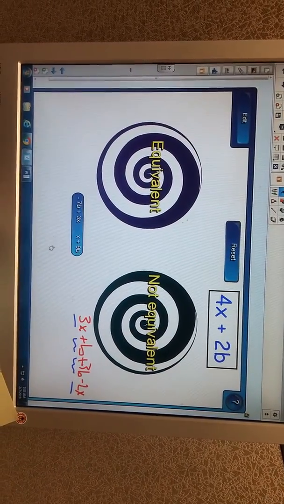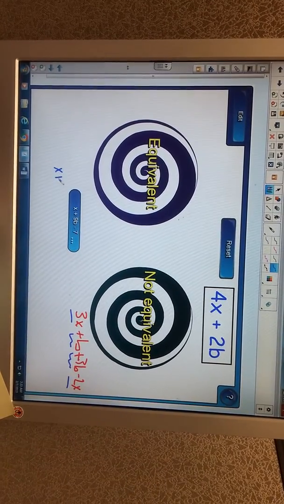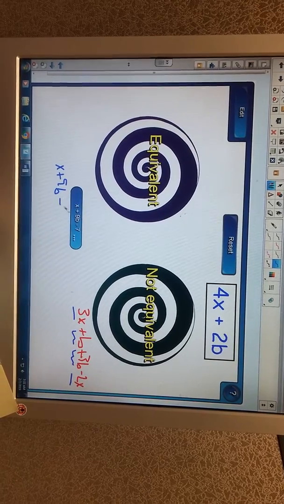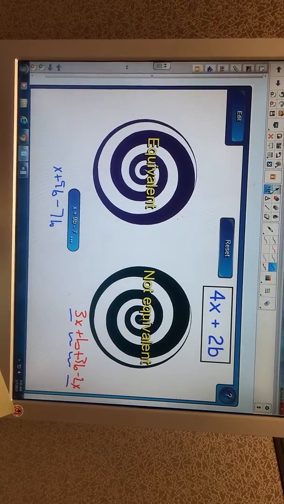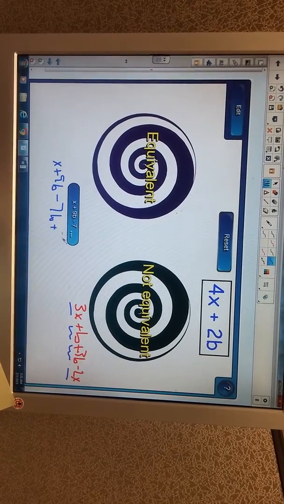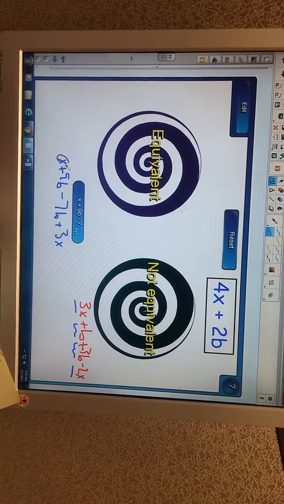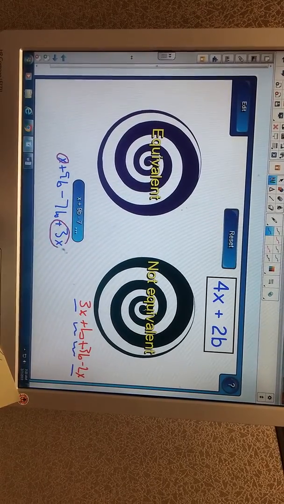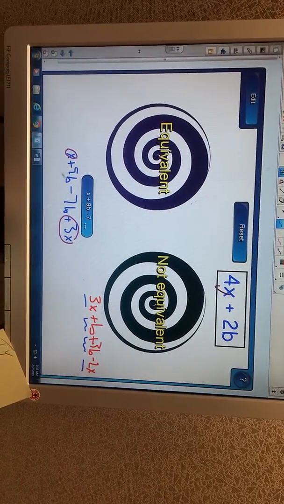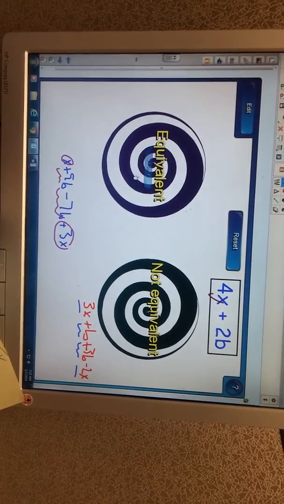The last one, x plus 9b minus 7b plus 3x. So as we start to code this one, we have 1x here plus 3x. So that's 4x. So far we look good. 9b minus 7b is 2b. So this is going to be equivalent.